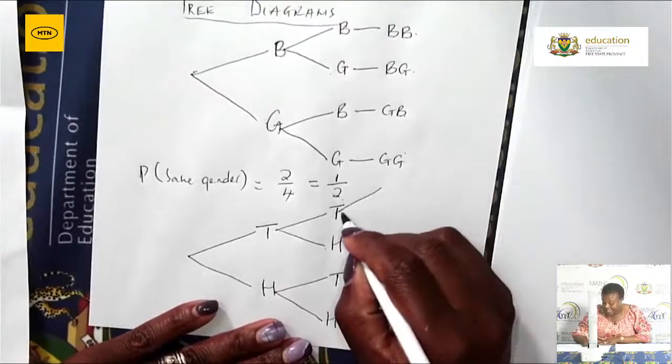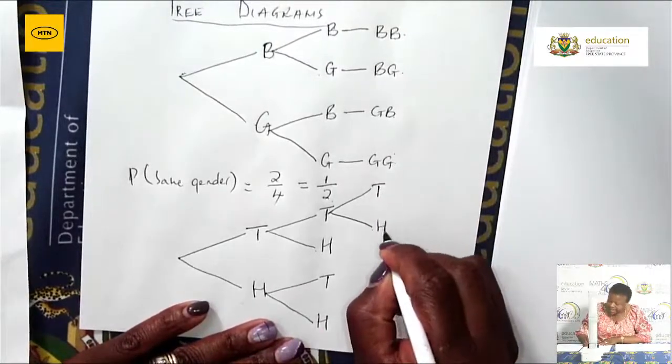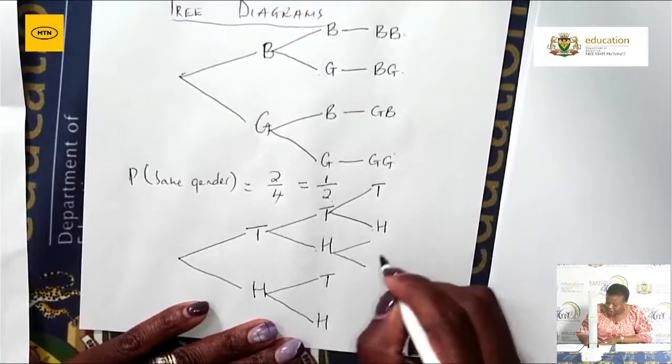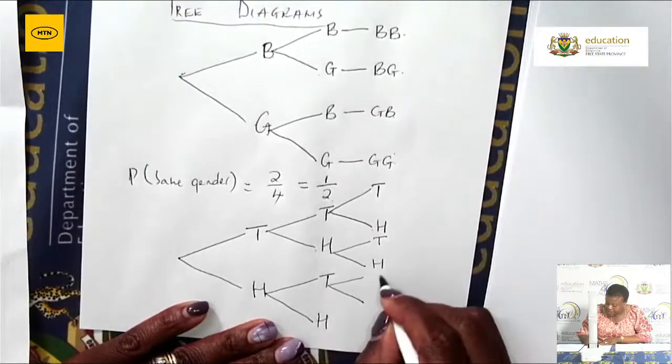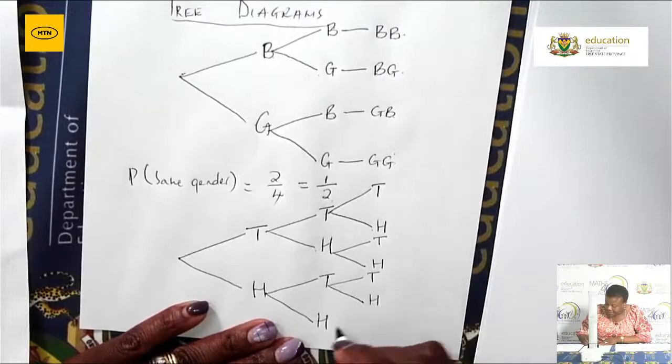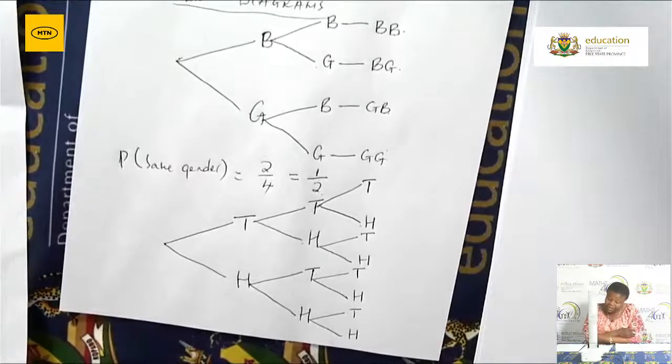Under the tail there, you toss, you get a tail and a head. On the head you toss, you get a tail and a head. On a tail you toss, you get a tail and a head. And the last one is a head, you toss again, you get a tail and a head. And now the question will be, how many outcomes do we have now because we tossed one coin three times?